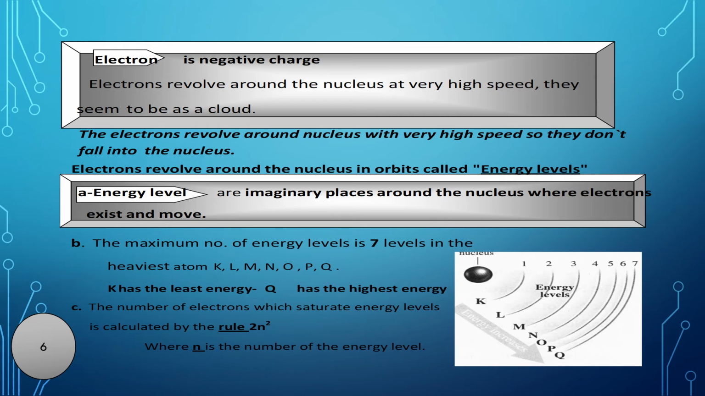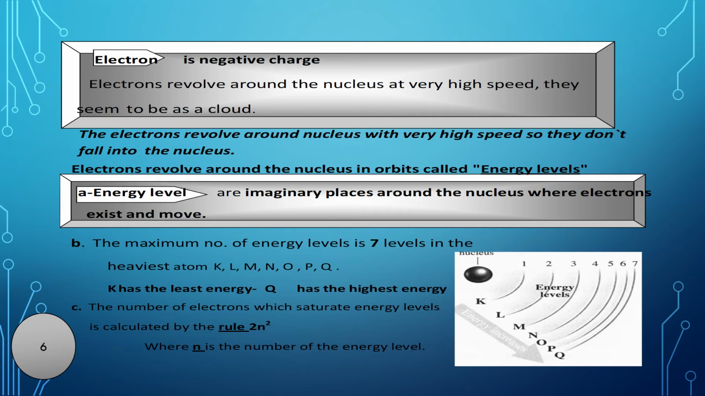Now we will talk about what is the meaning of electrons and what is the meaning of energy levels. First, what's the meaning of electrons? They are negatively charged particles that revolve at very high speed around the nucleus, and they seem like a cloud. And these electrons revolve around the nucleus in fixed orbits. These fixed orbits are called energy levels.